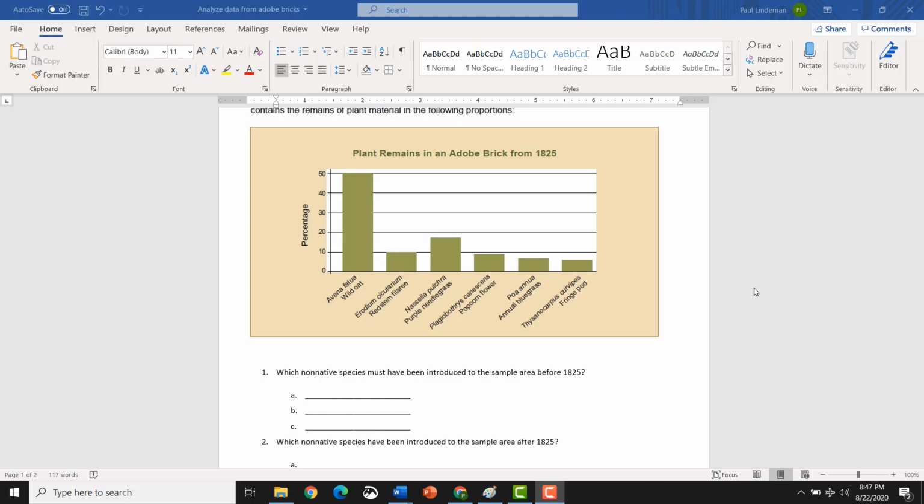Let's go ahead and start answering some of these questions. Let's look at number one. Which non-native species must have been introduced to the sample area before 1825? So to answer that, we're going to compare our data. So let's go to the bottom of your document.